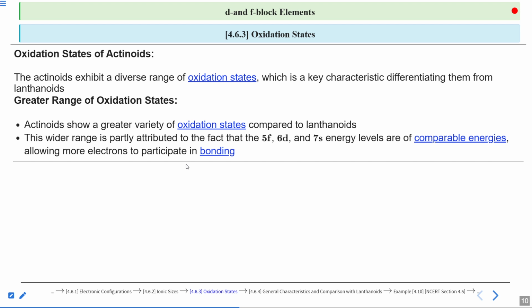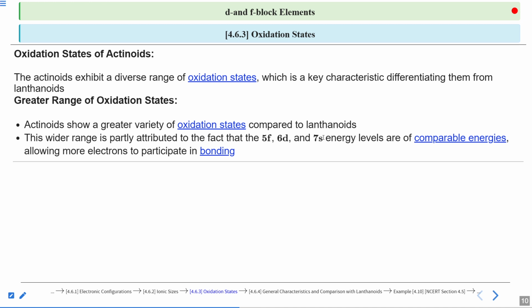Okay, so for these 5f, 6d and 7s, how can you get the energy of these? By using the n plus l rule, right? So let's suppose you want to calculate for these three. First for 5f, n is 5 and l for f will be 3, right? So 5 plus 3 is 8. Now if you calculate for 6d, it will be 6 plus 2, right? So 6 plus 2 is again 8. Here 7s is going to be 7 because for s, the l value will be 0, right?